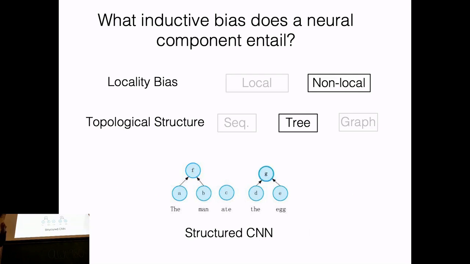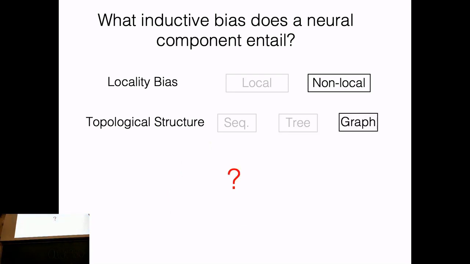What if we combine these two choices together, the non-local and the tree? If you combine these two together, that is our structure model. Why do we call it non-local? Because the different words could be connected with some remote neighbors, and the structure is a tree. The structure is a tree predefined beforehand. What if we combine the non-local and the graph?